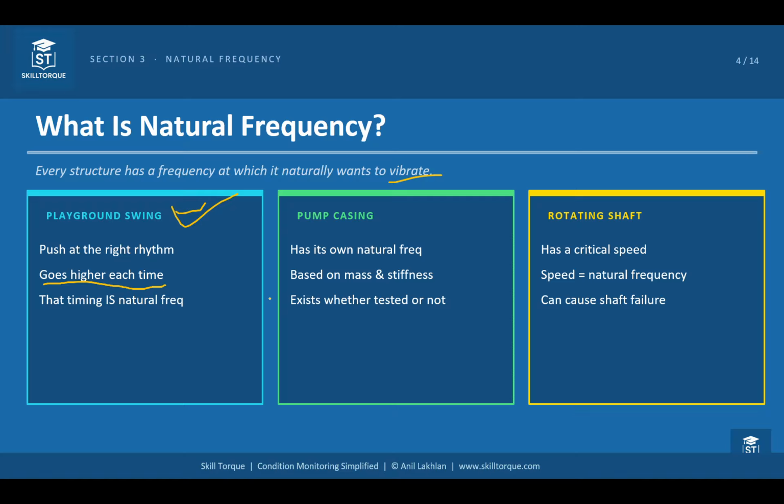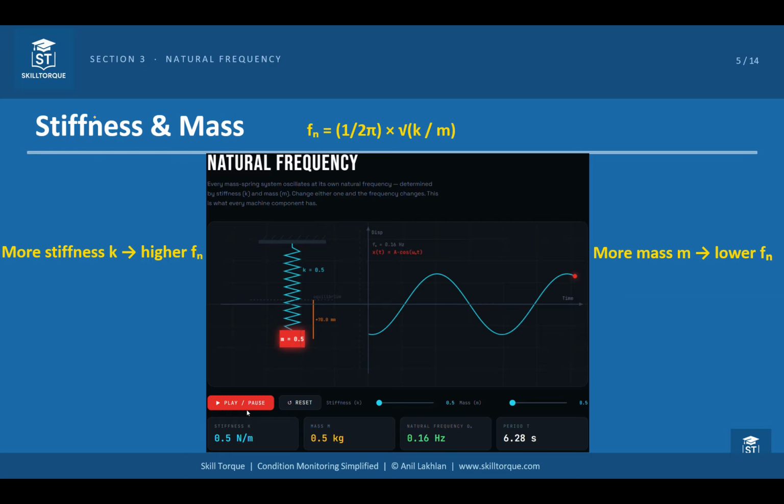Now if we correlate the same concept to our plant or manufacturing facilities: a pump casing has its own natural frequency, a rotating shaft has its own natural frequency, a motor base frame has a natural frequency, and so do pipe structures, fan blades, gearbox housings, and each and every component of the machine. Everything that has mass and stiffness has a natural frequency, right?